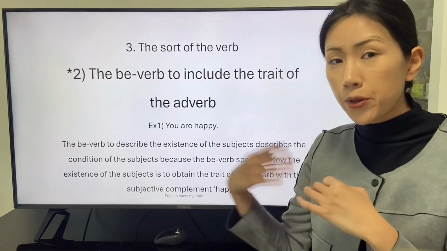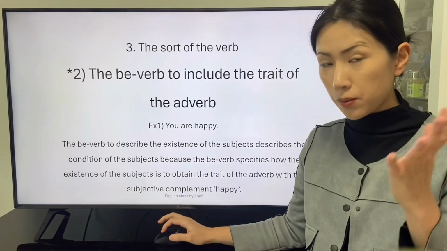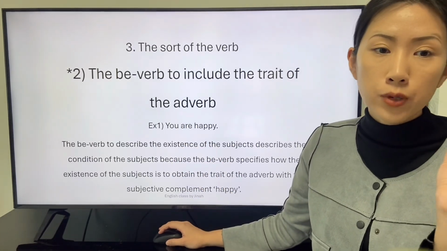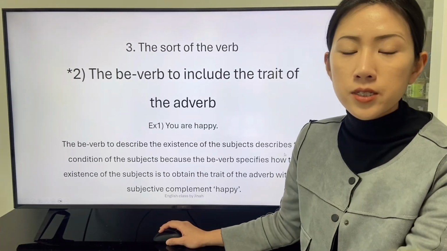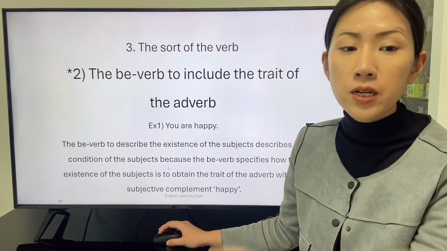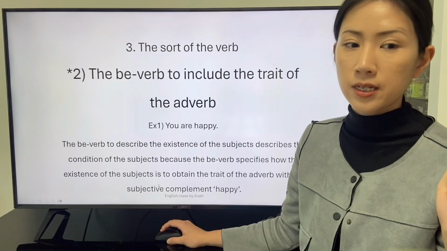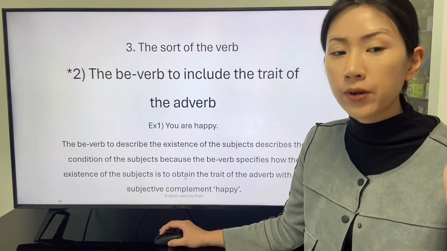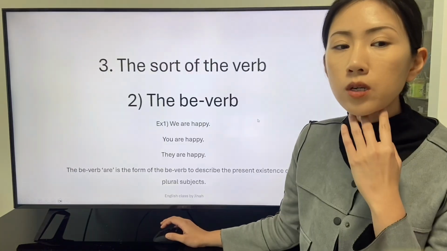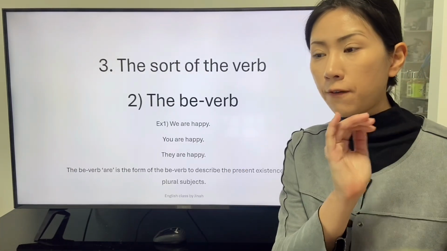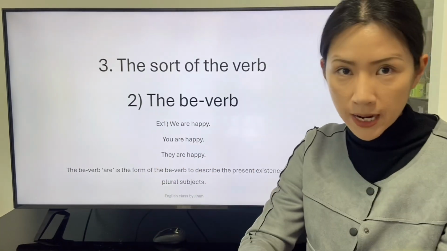Let's study further about the trait of the adverb in the be-verb. The be-verb to include the trait of the adverb. The be-verb to describe the existence of the subject describes the condition of the subject because the be-verb specifies how the existence of the subject is, to obtain the trait of the adverb with the subjective complement happy. The examples are about the forms of the be-verb to describe plural subjects.